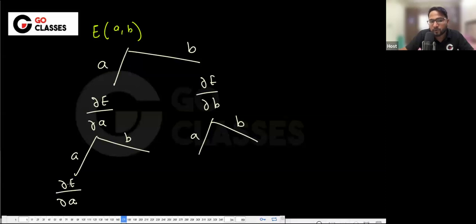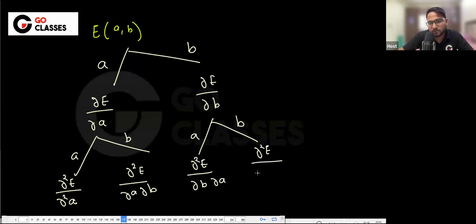With respect to A, if you do it, then you will be writing like this. With respect to B, if you do it, then you will be writing like this. Similarly here, with respect to A, if you do it, and with respect to B, if you do it, I think the notation is this. So basically these are the four terms.